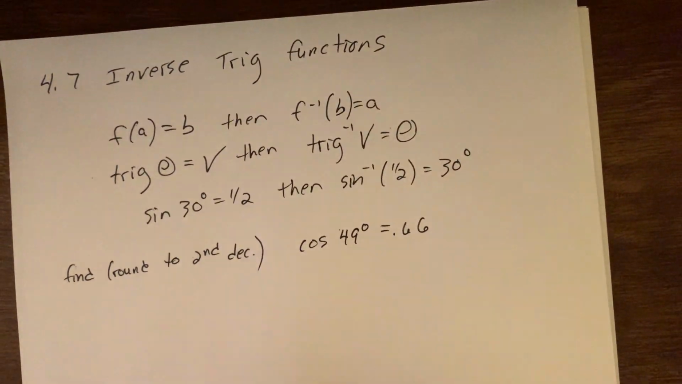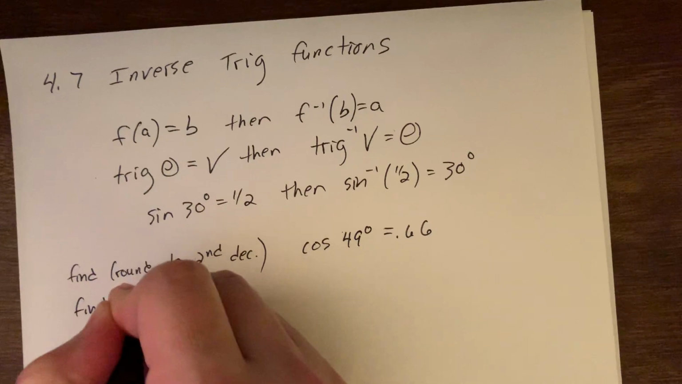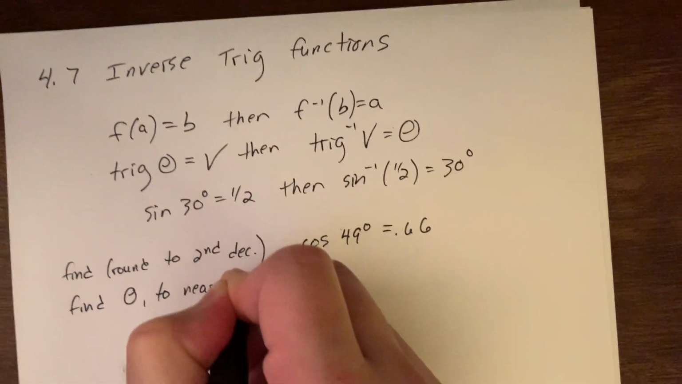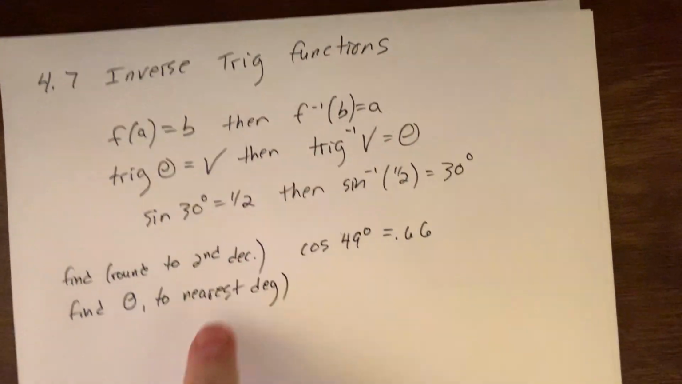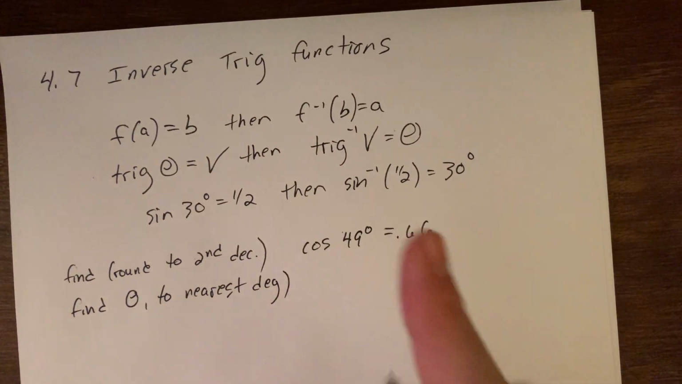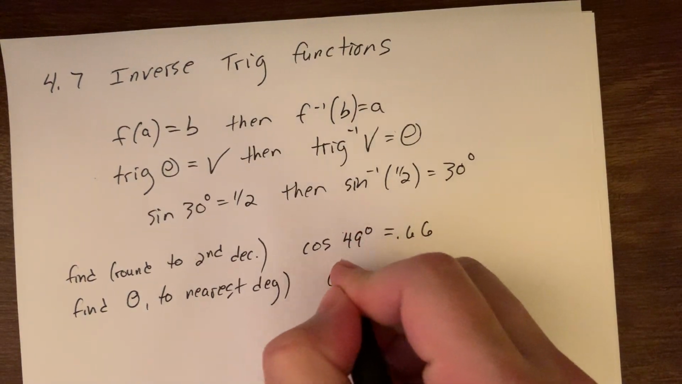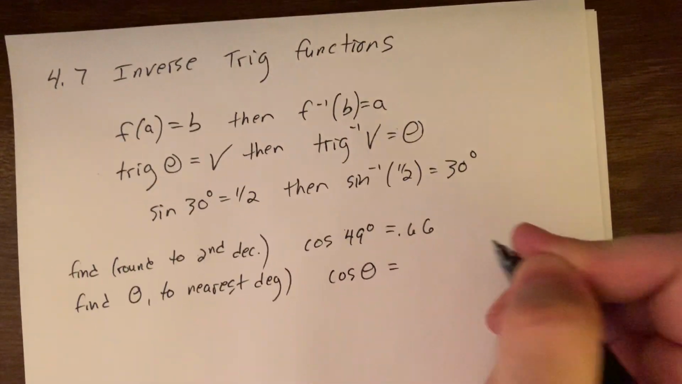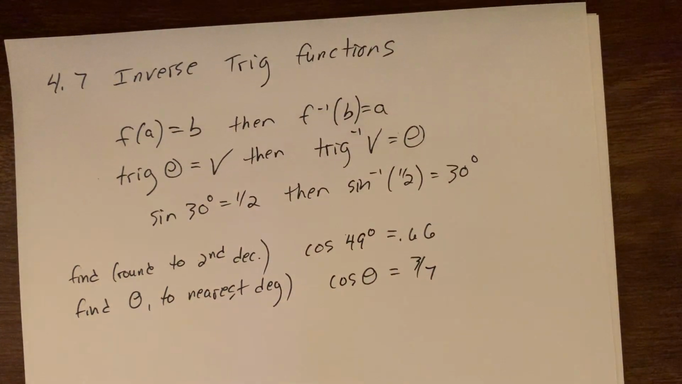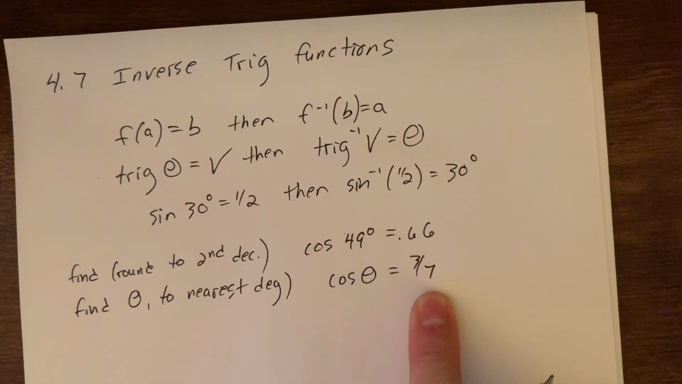But now, let's find theta. And let's again get rounding directions. Let's this time go to the nearest whole degree, and we'll see it's a reverse. If I gave you something like cosine of theta equals, let's do 3/7. Fraction or decimal, that doesn't matter, right?